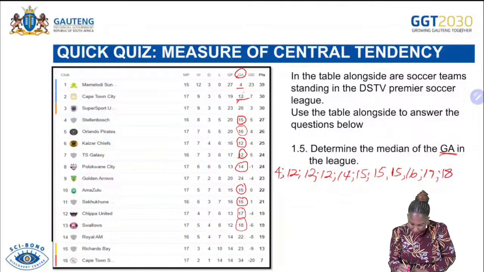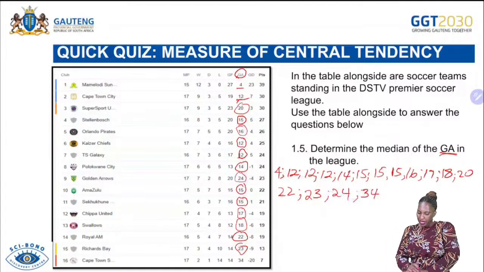From the 17, I have 18. From 18, did I skip any number? No. 17, 18. And then from 18, we have 20, and then from 20 we have 22. We have 23. Then from 23, the next number will be 24. Then from 24, the last number that we did not circle is 34.